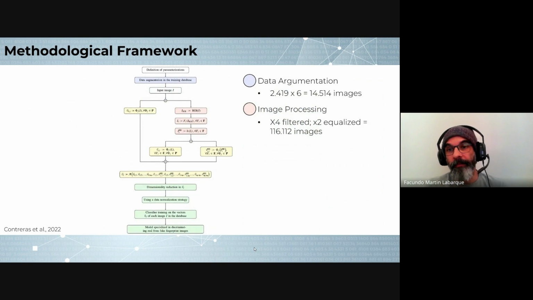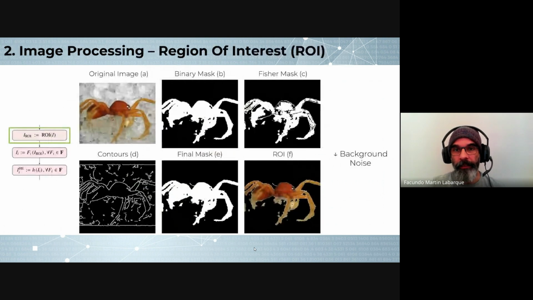Continuing, we did the image processing. In this step, we produced 4 filtered images, and then we equalized them at the same time, obtaining more or less 100,000 images in our dataset.